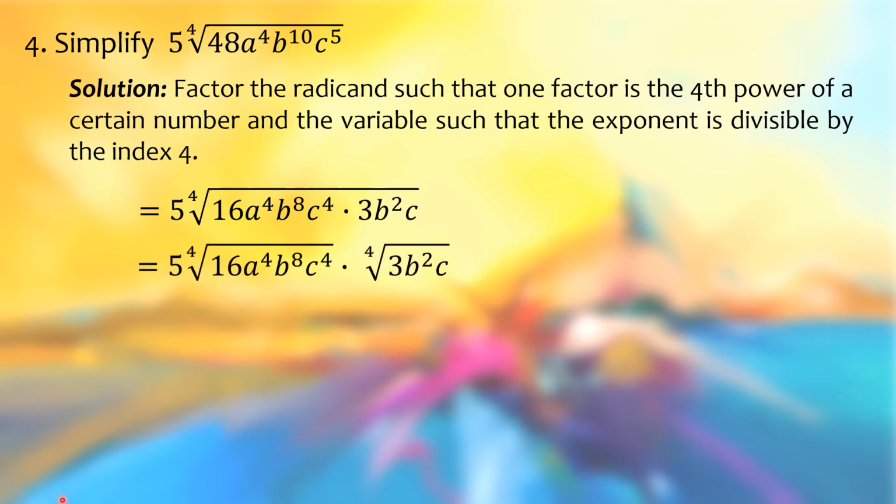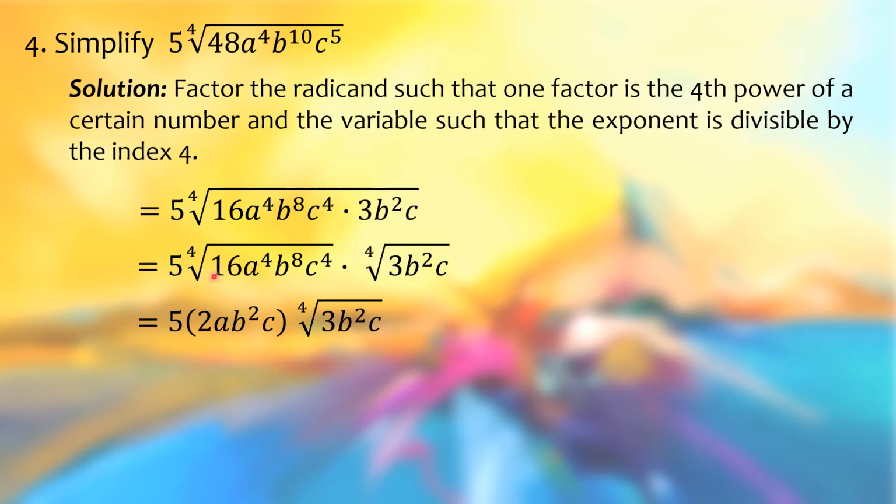Or, pwede nating paghiwalayin ang radical sign nila para mas madali natin makuha yung kanilang mga fourth roots. Okay, so ito yung given o yung pangalawang factor. Ito yung unang factor na meron ng fourth roots. So, the final answer is by getting the fourth root of 16, which is 2. The fourth root of a to the fourth is a, because 4 divided by 4 is 1.